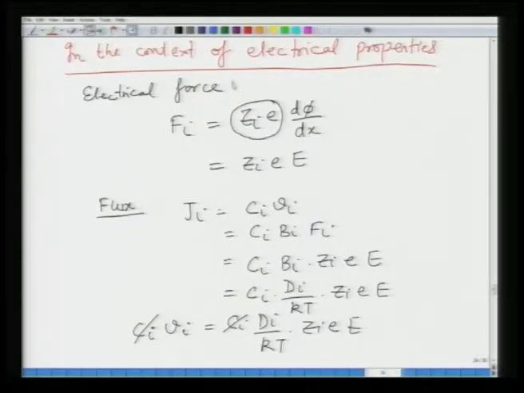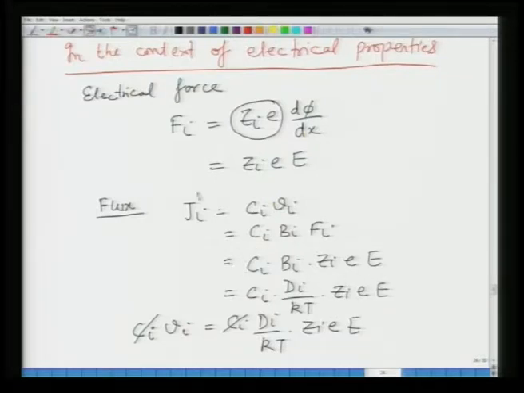Now, in the context of electrical properties, we can calculate what electrical force is. In an electronic system like metals, F is equal to eE. In this ionic system, it becomes F is equal to Zi e into dφ by dx, which is nothing but E. And then we know what flux is. Flux is nothing but Ci Vi. So now we substitute for the force and flux in this expression.